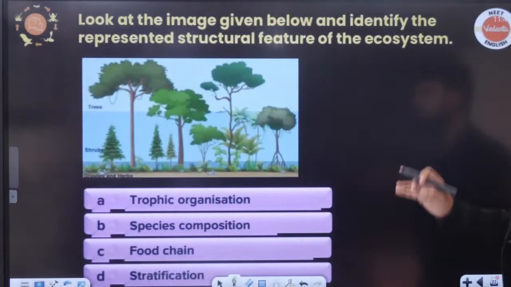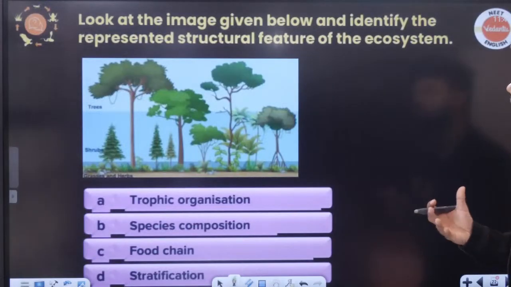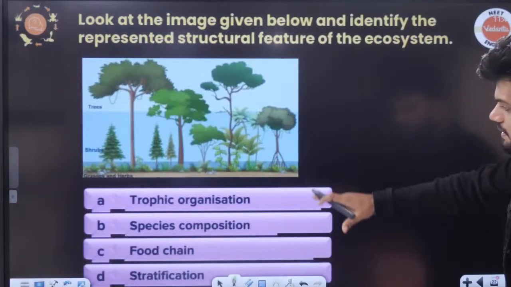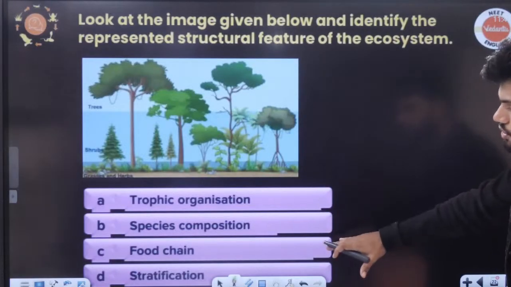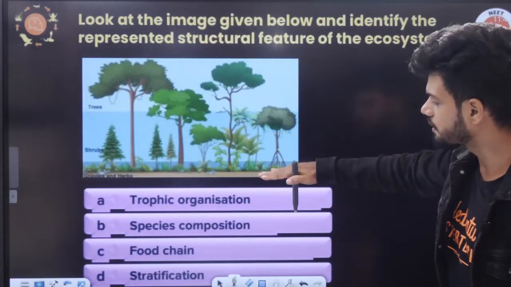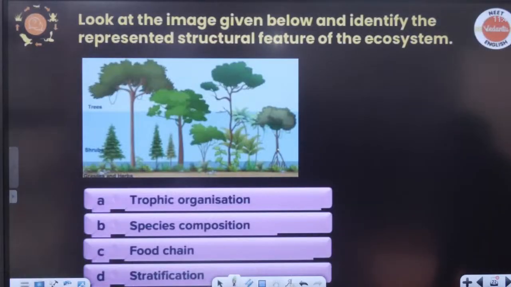Next question. Look at the image given below and identify the represented structural features of an ecosystem. Is it trophic organization? Is it species composition? Is it a food chain, or is it stratification? Trees, shrubs, herbs, grasses. Vertical distribution is called as what? What do you call the vertical distribution, students? Quick answers I want, students.